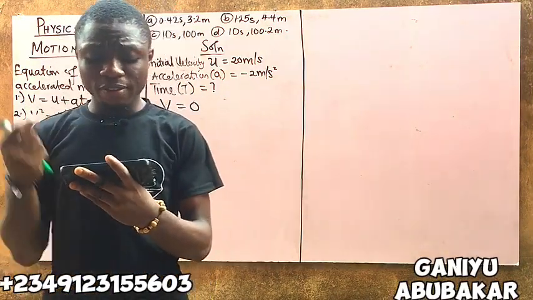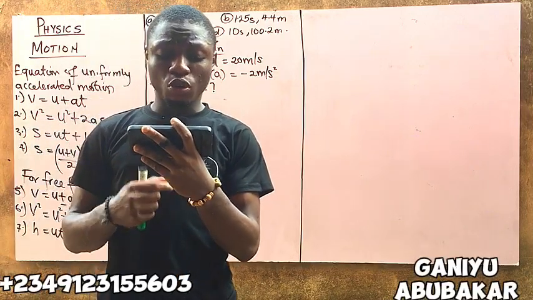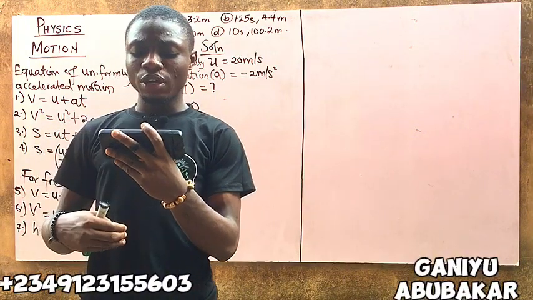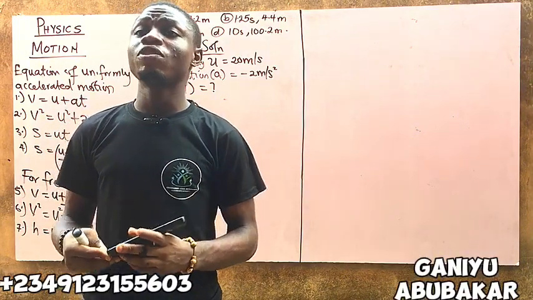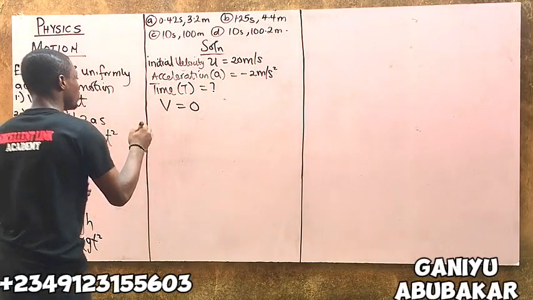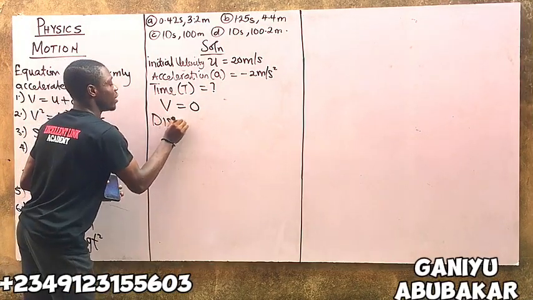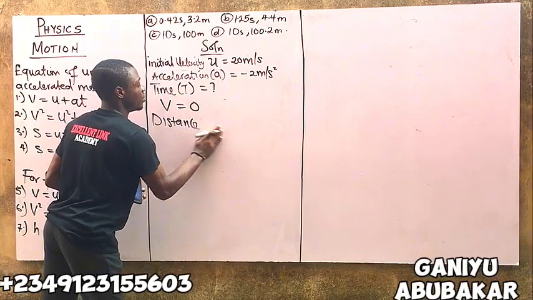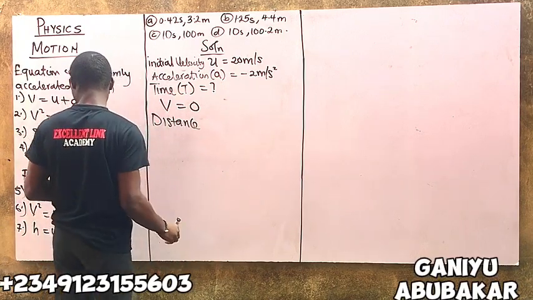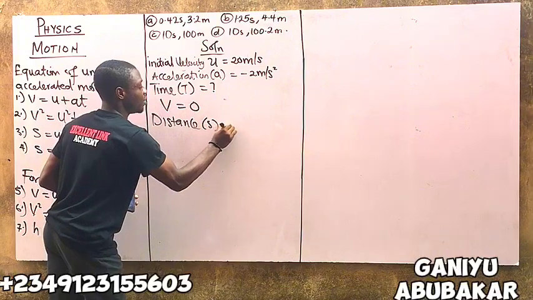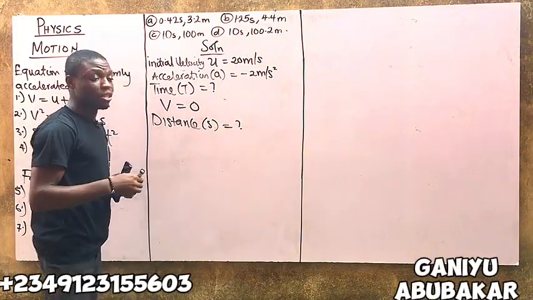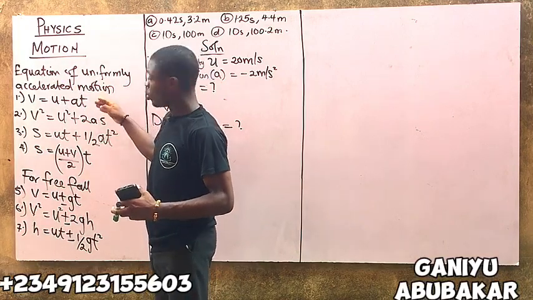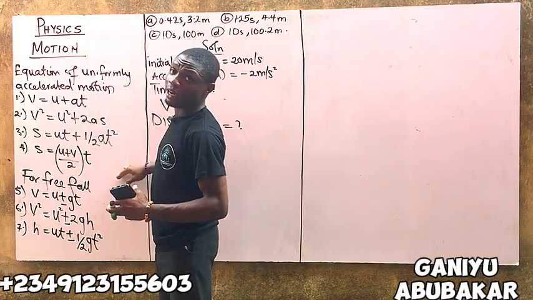The question says find the time taken to come to rest and the distance traveled from the place where the brake was applied. So I'm looking for distance there. Distance, that's D, or perhaps X in this case, because this is a question under equation of uniform accelerated motion. I'm using these four formulas.